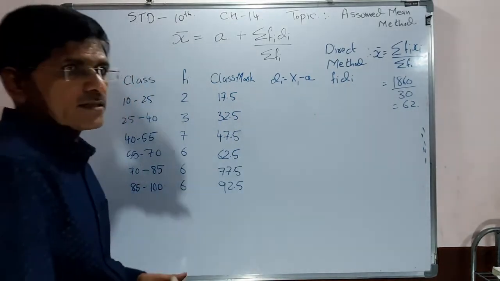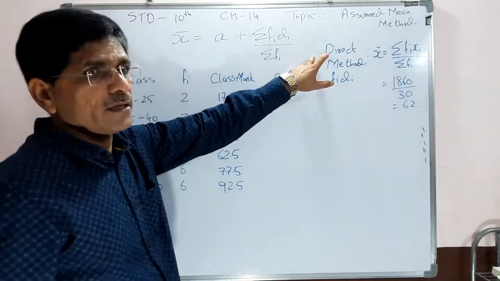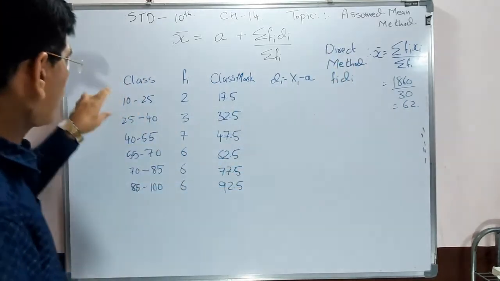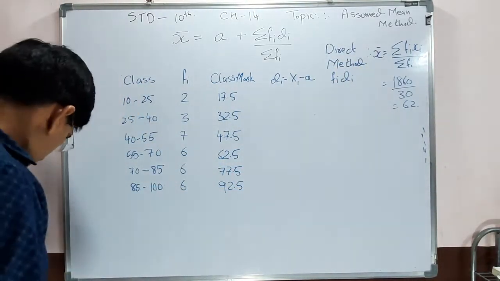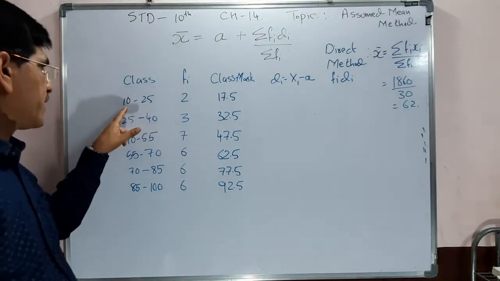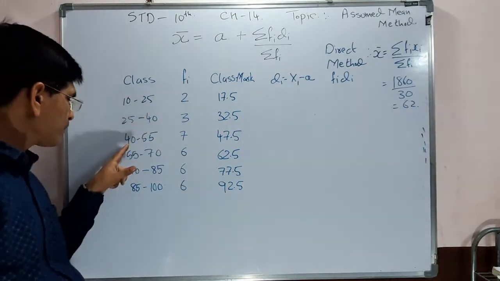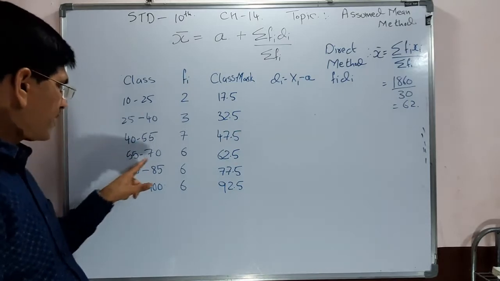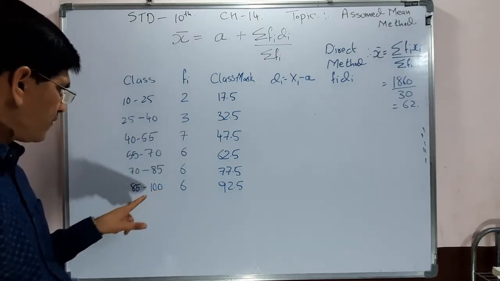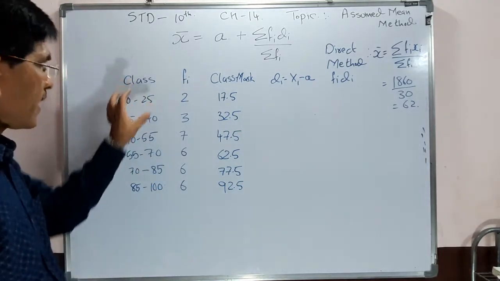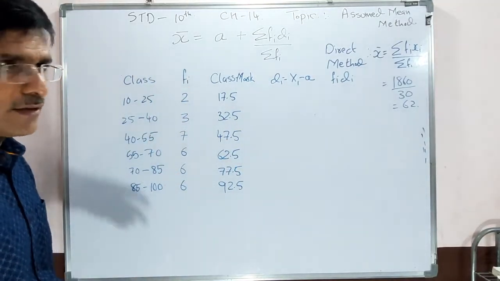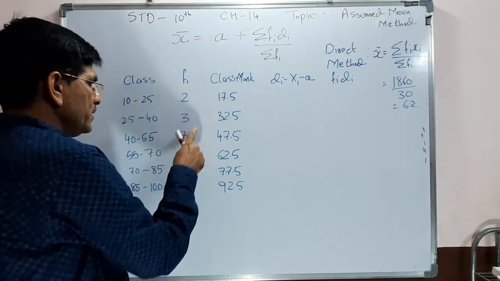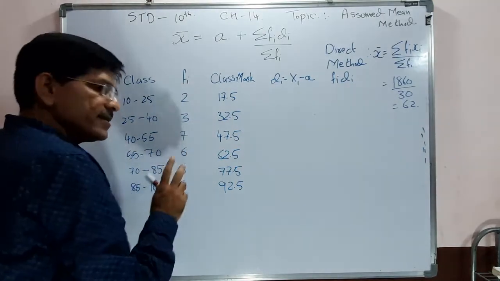So already there is one question related with the direct method. We have the classes, where the difference is 15: 10 to 25, 25 to 40, 40 to 55, 55 to 70, 70 to 85, 85 to 100. Now the number of students, the frequency fi, is given: 2, 3, 7, 6, 6 and 6.